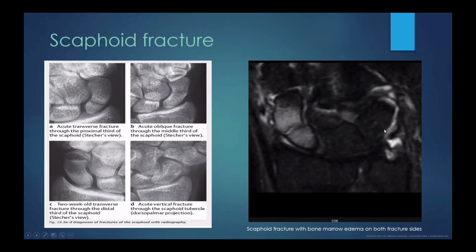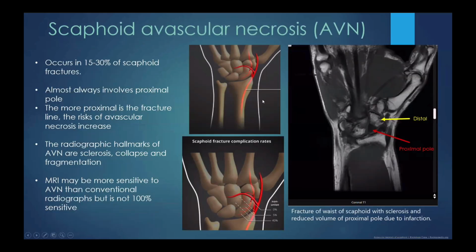This MRI coronal image demonstrates a fracture line through a scaphoid bone with edema at both sides of the joint in STIR images. Why does scaphoid avascular necrosis happen? Because, as you all know, the scaphoid bone gets its supply from the distal to proximal aspect. It occurs in 15 to 30% of scaphoid fractures and almost always involves the proximal pole.